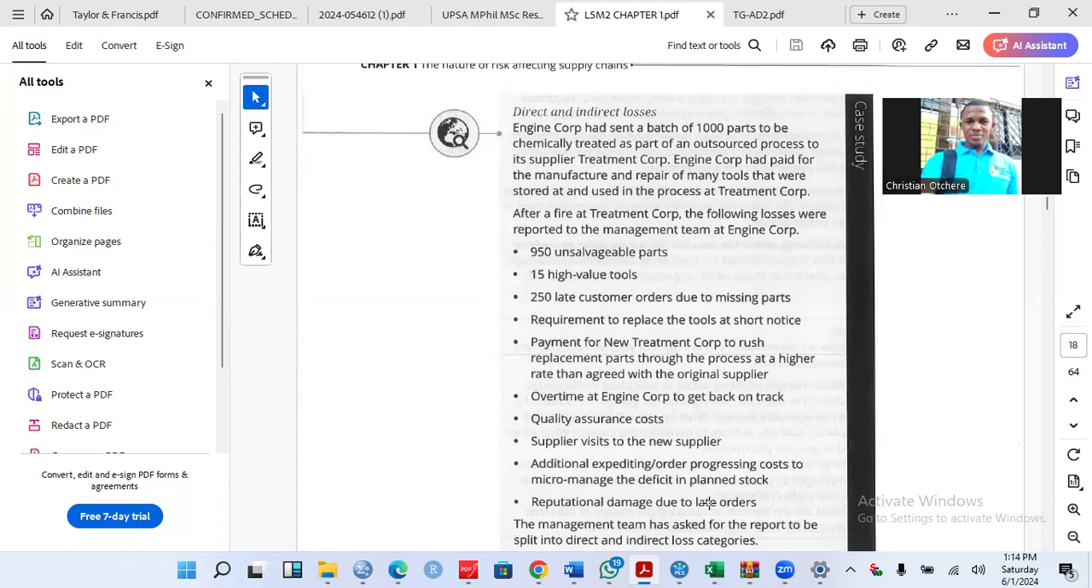Okay. So requirement to replace the tools at short notice. Indirect, sir. That's also indirect. Payment for new treatment or to rush replacement parts through the process at a higher rate than agreed with the original supplier. Indirect, okay. Overtime at Engine Core to get back on track. Indirect, okay. Quality assurance cost. It's indirect. Okay. Supplier visits to the new supplier.